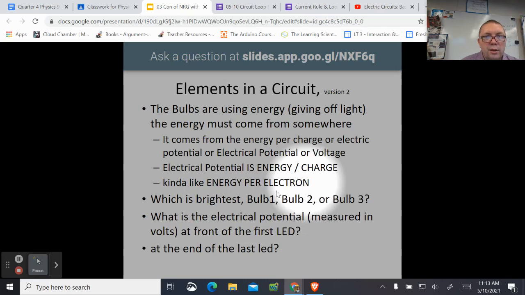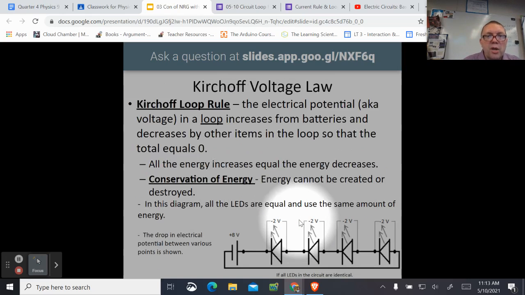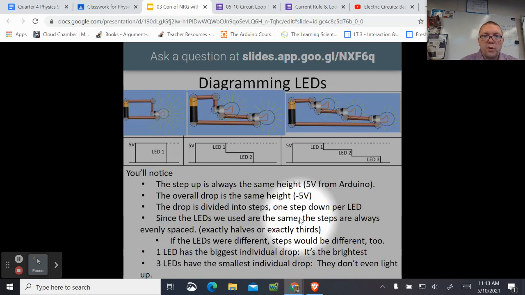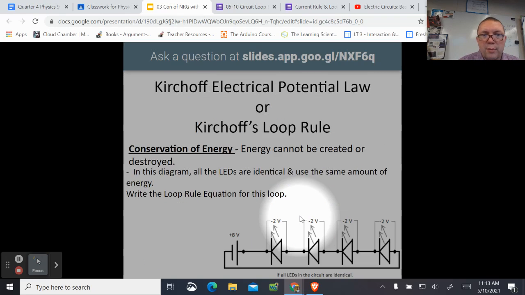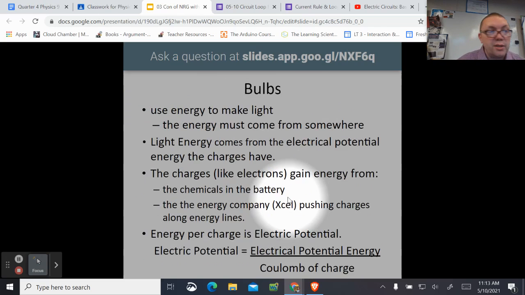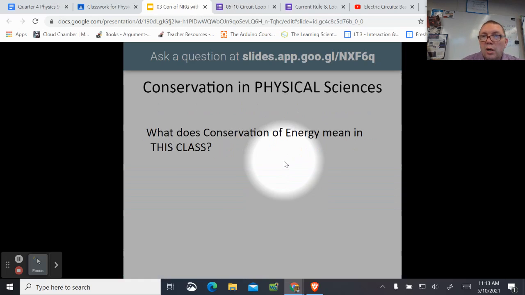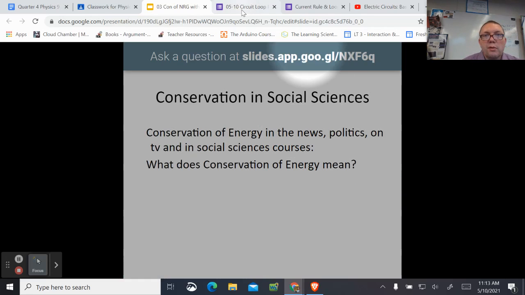And then when we're looking at this, what's brightest? Bulb 1, bulb 2, bulb 3. Let's see, I don't remember. Oh, we used to do this with a slightly different thing. Okay, so that's going through most of what we've got. I think that's probably good for the slideshow. I think the next thing that will be helpful is if we just go right into the Google Form.